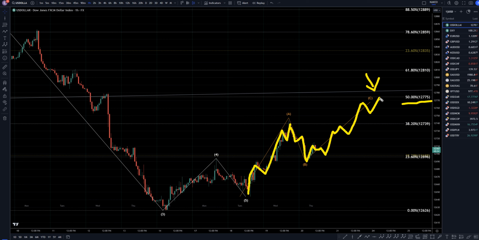If it does go up there, if it does bounce off that, if it does break structure, that's exactly what's going to tell us that we have the end of a correction and most likely the continuation of the downtrend.